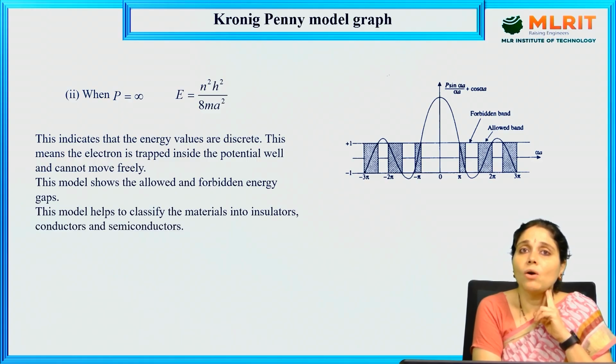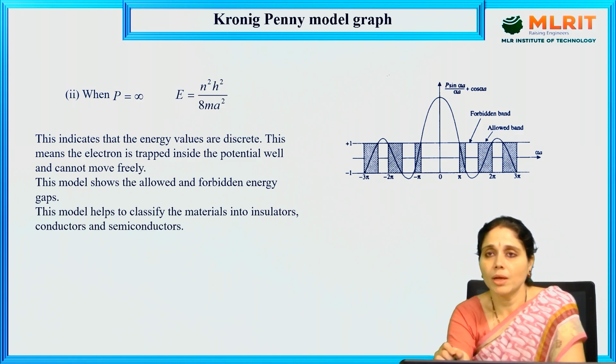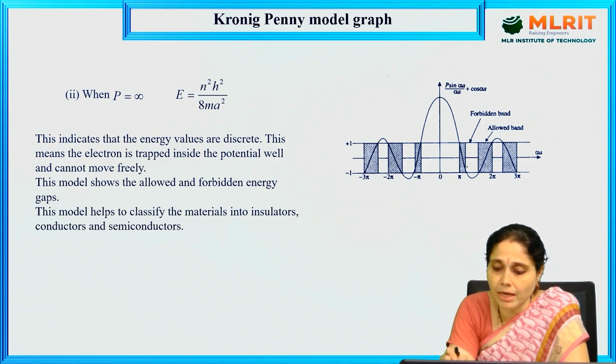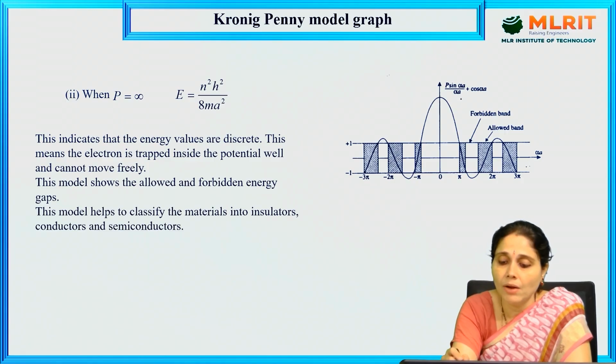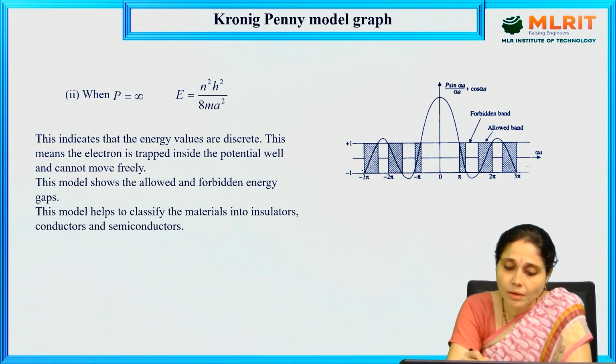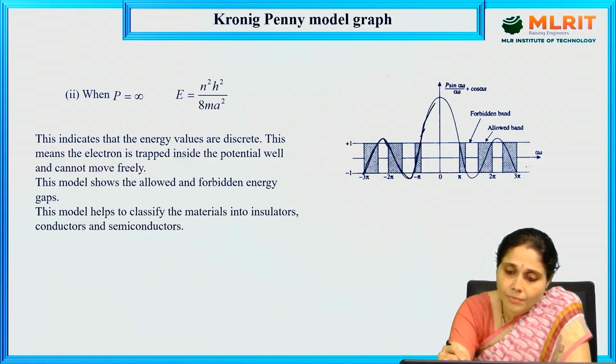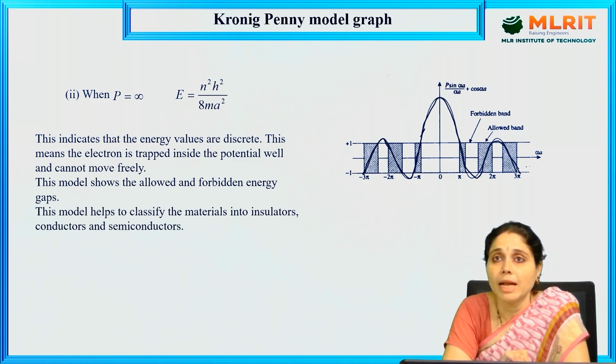This model shows the allowed and forbidden energy gaps. This model helps to classify materials into insulators, conductors and semiconductors. What is the diagram? Let us consider the diagram itself. So this is alpha A. This is a graph between alpha A and P sin alpha A by alpha A plus cos alpha A. Here we have a graph which shows the allowed and forbidden energy levels.